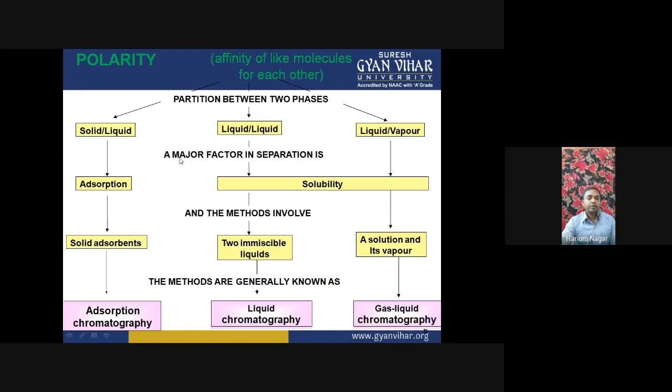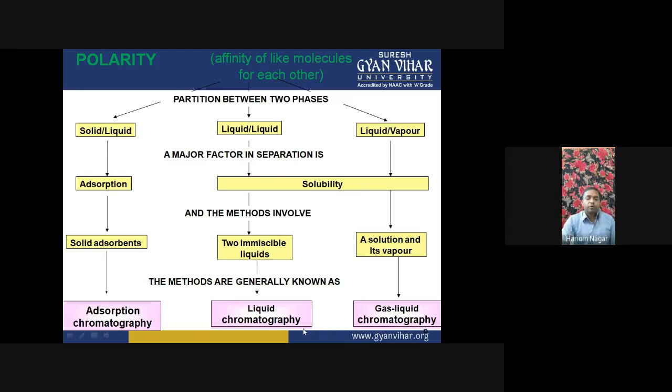Both are liquids. So here, a major factor in separation is the solubility. If two components are there in the mixture, one has more solubility in the stationary phase, and the second has more solubility in the mobile phase. So their solubility in the stationary and mobile phase would be different. If their solubility is different, their retention or their interaction would be different in the mobile phase and stationary phase. So the component which interacts for more time in the liquid or mobile phase would move faster and elute faster from the column.